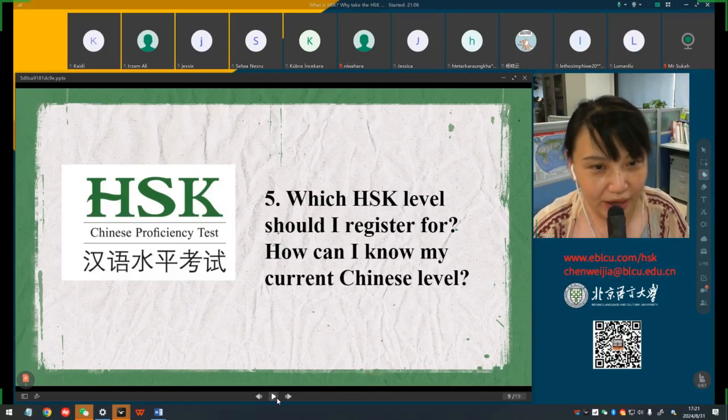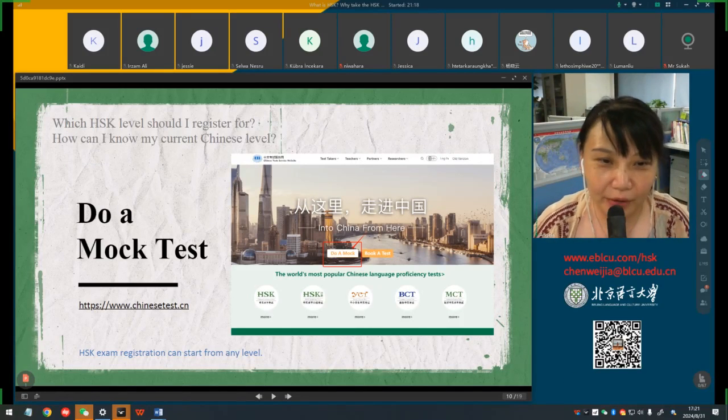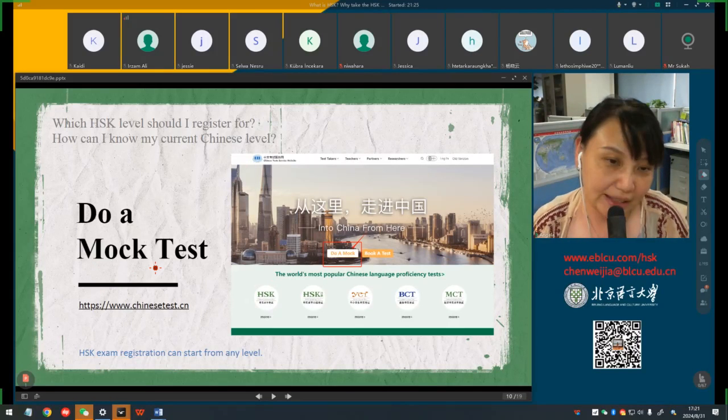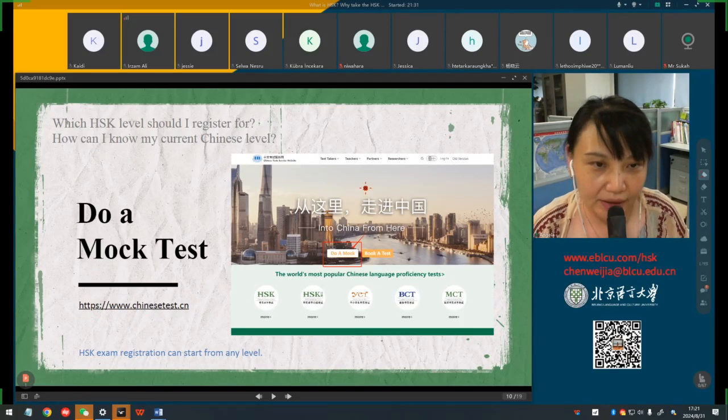Then let's come to the next question. Which HSK level should I register for? And how can I know my current Chinese level? A very easy way to know your Chinese level is to do a mock test from the HSK test official website. Here I give you a picture of the website. You get into the website, choose this, do a mock, and choose different levels. You can just do a free mock test on the website and get an idea of what level you are in right now.